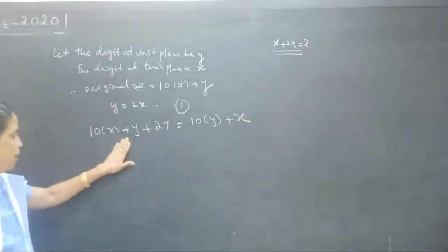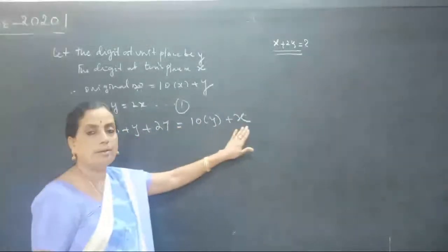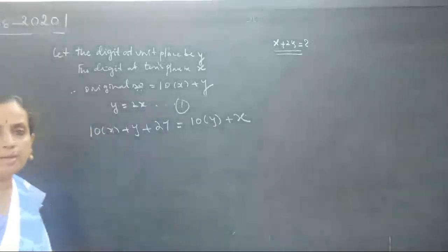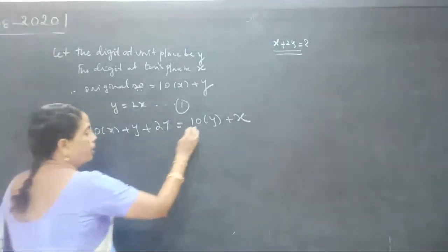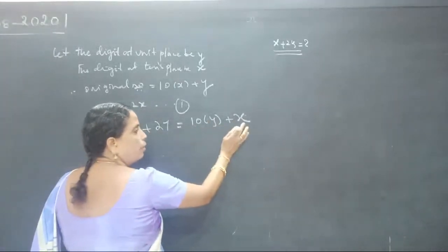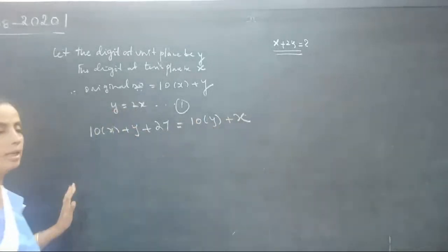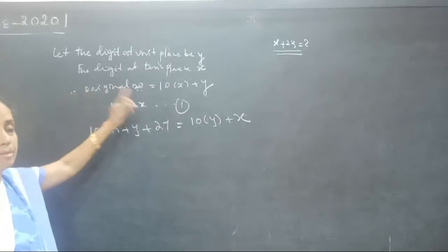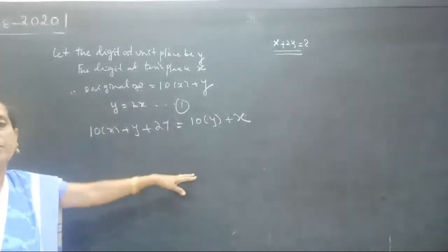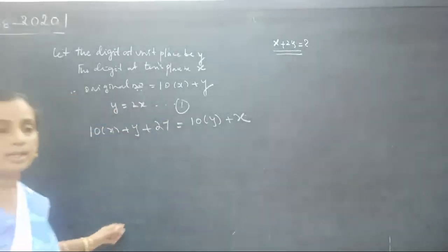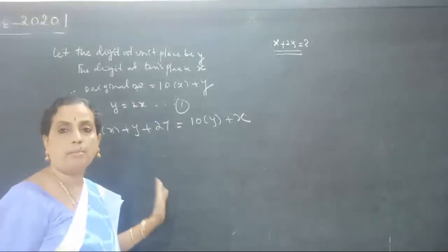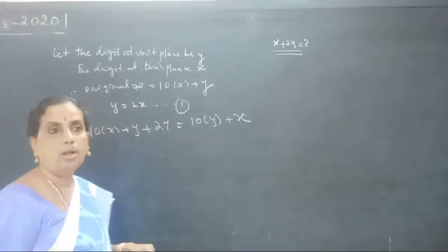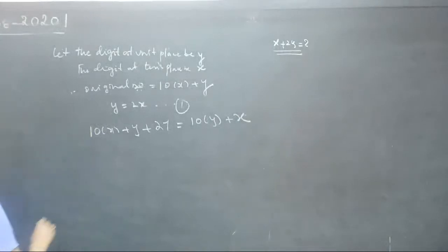This is the original number. This is the reversed number. Reversing means the tens place goes to the unit place, and the unit place comes to the tens place. Here I have taken it wrongly. The tens place is 2 times. That is the reason here we got y as negative. In such a case, you should understand the number cannot be negative. So you have to go back and check your answer.